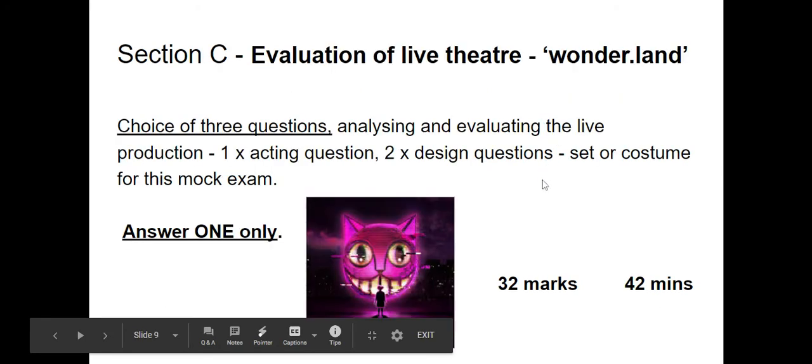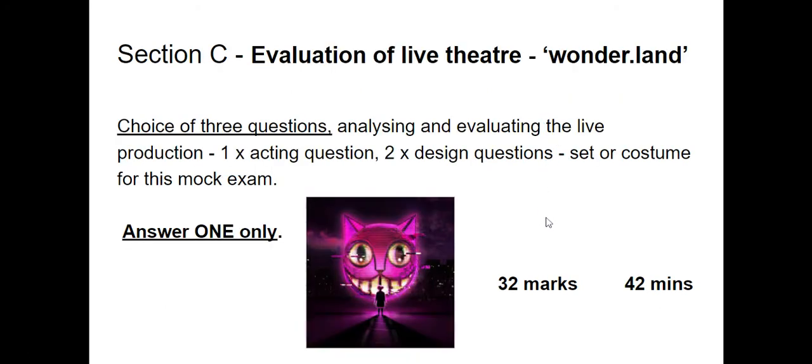Section C, which you are newer to, and this isn't something you did in the Year 10 mock, is your evaluation of live theatre from Wonder.land. You have a choice of 3 questions, analysing and evaluating the live production that you've watched online, so you've been able to re-watch it. There will always be an acting question and then a choice of 2 design questions. As you know, it'll be set and or costume for this mock exam. I'm not going to give you something you haven't prepared for yet. You answer 1 only. Please don't try and get them all done in the time.